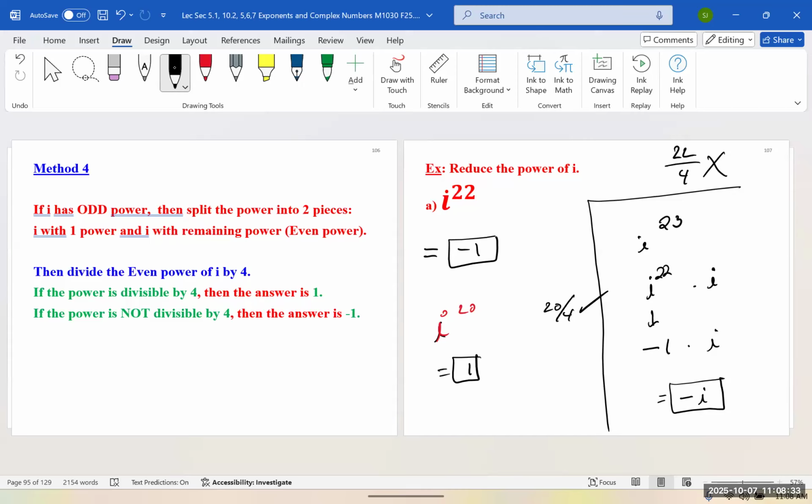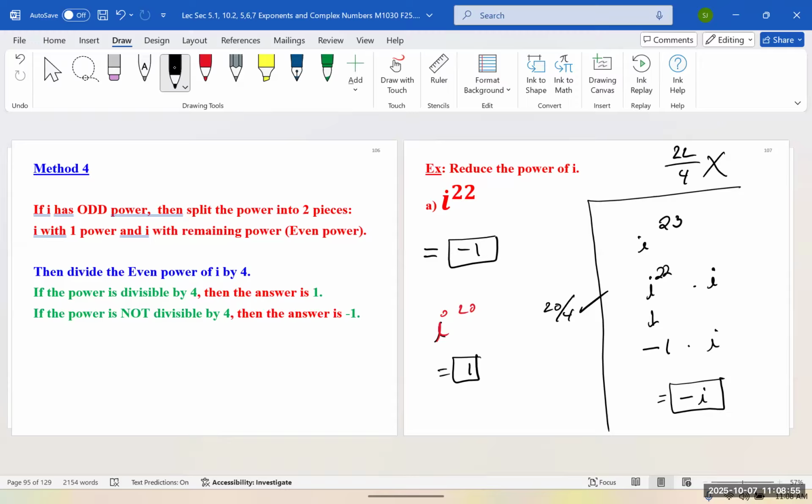If you have an odd power, split into 2 pieces, because you want to see the even. You remember the rules for even. If the even number is divisible by 4, the answer is 1. 1 means yes. If the number is not divisible by 4, the answer is negative 1. Negative 1 means no.